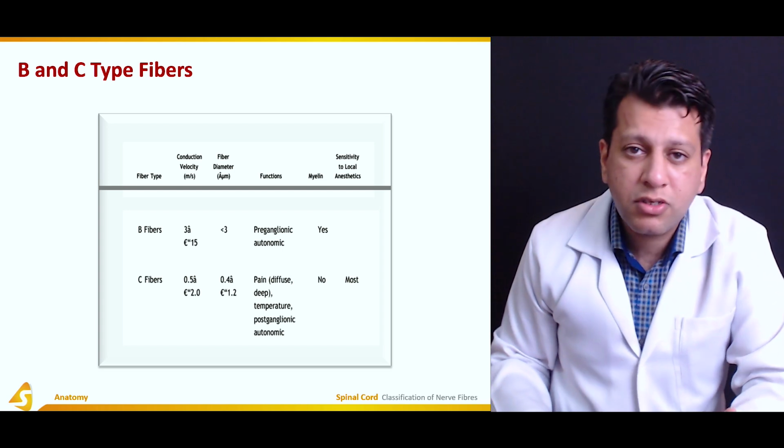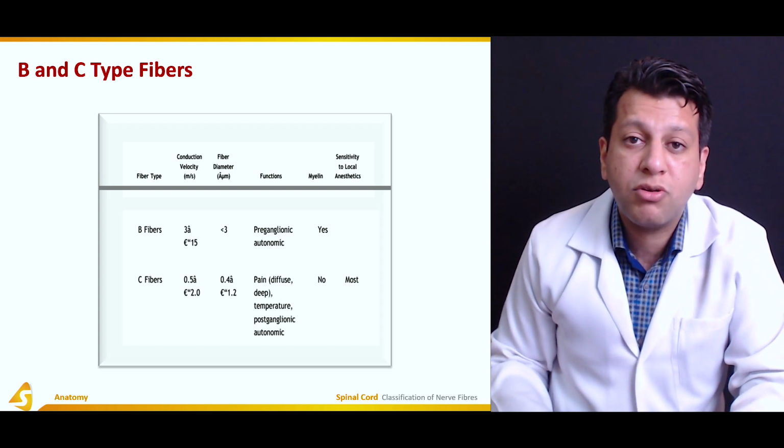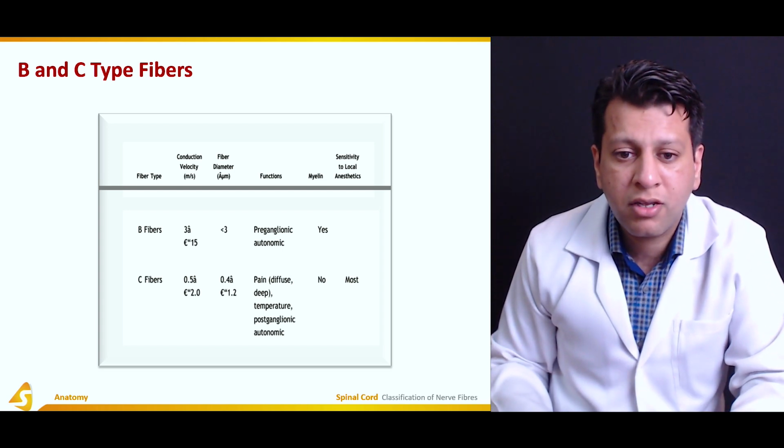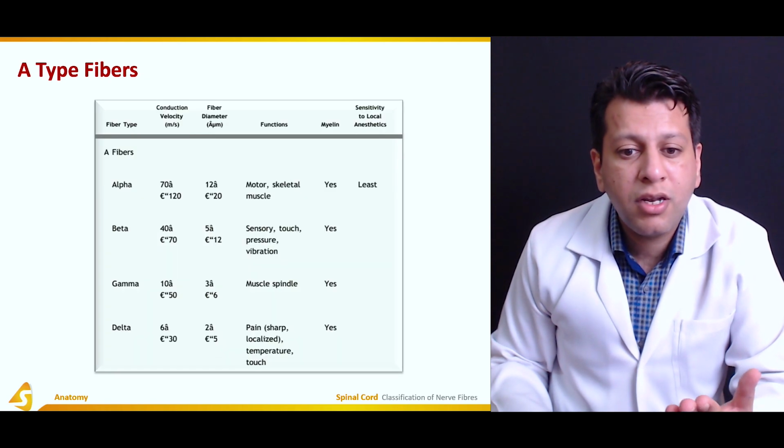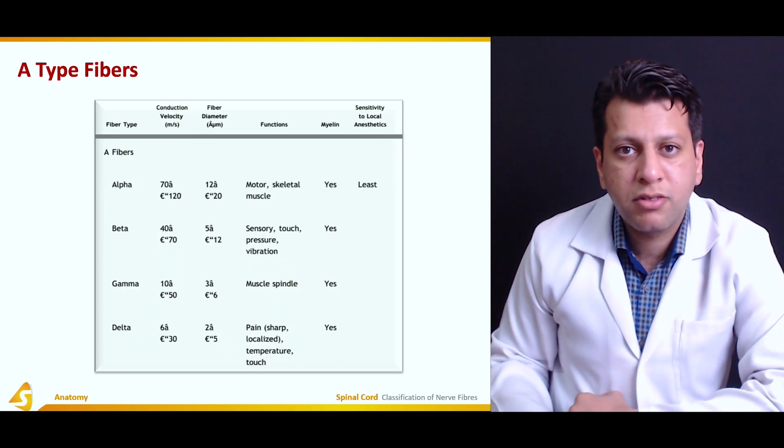While the other pain and temperature sensation is carried through the spinothalamic tract, which is basically by delta type A type fibers.